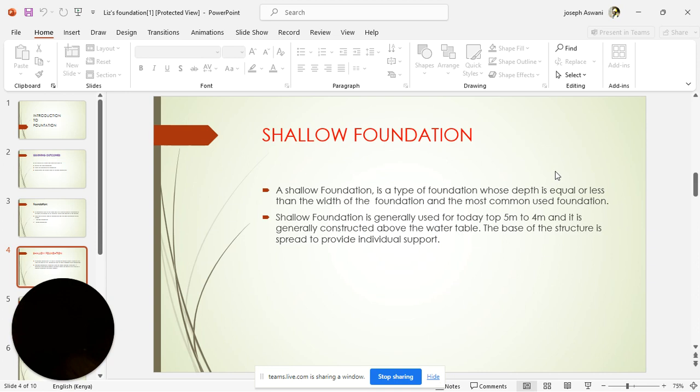Now we see that a shallow foundation is a type of foundation whose depth is equal to or less than the width of the foundation, and it is the most commonly used foundation. Shallow foundation is generally used for depths of up to 3 to 4 meters, and it is generally constructed above the water table. The base of the structure is spread to provide individual support.